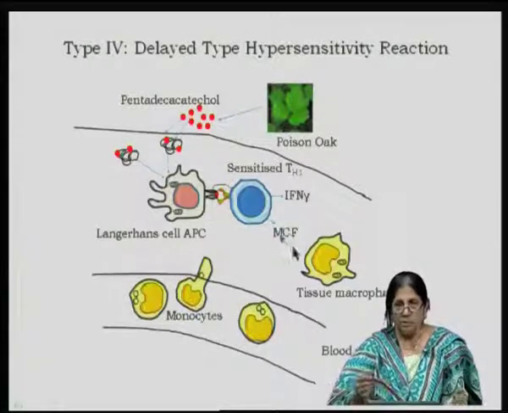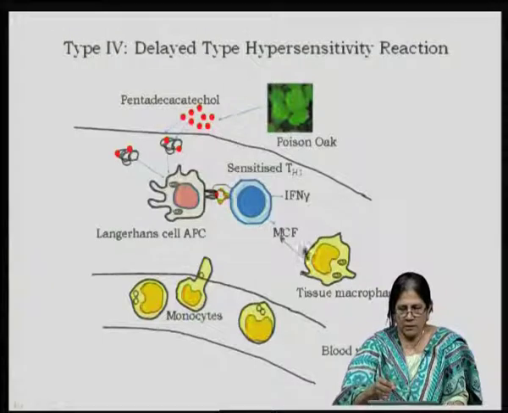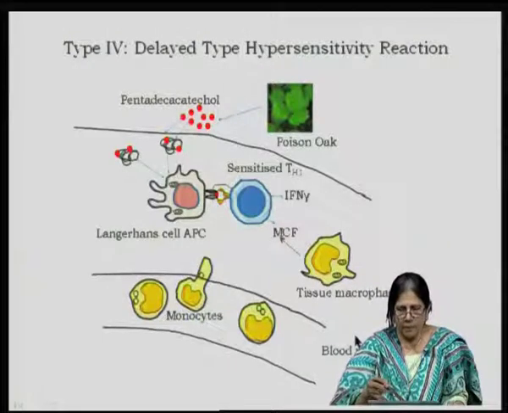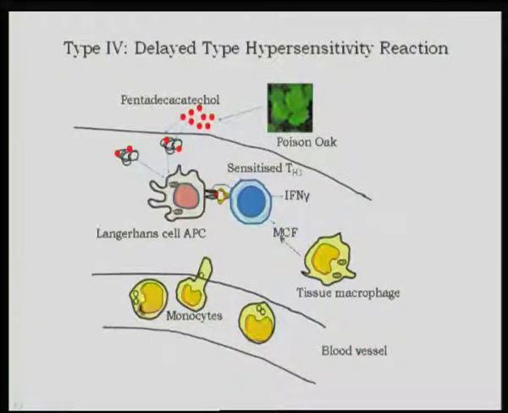So, what do the chemotactic factors do? They signal to blood monocytes to come to the site where sensitization has taken place. And therefore, now there is an inflammatory reaction that takes place here.